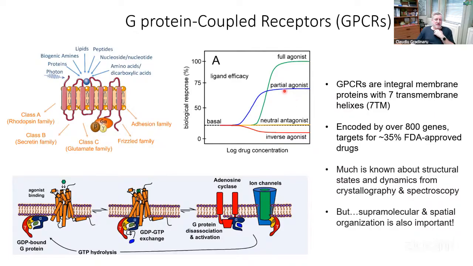There are different kinds of ligands. Activating, this is an agonist. Inactivating, this is called an inverse agonist. Partially activating, this is called a partial agonist, and some do nothing, they still bind, and they're called neutral antagonists. They are antagonists because they bind the receptor and the receptor is not available to be activated. So let me show you what we do with this.